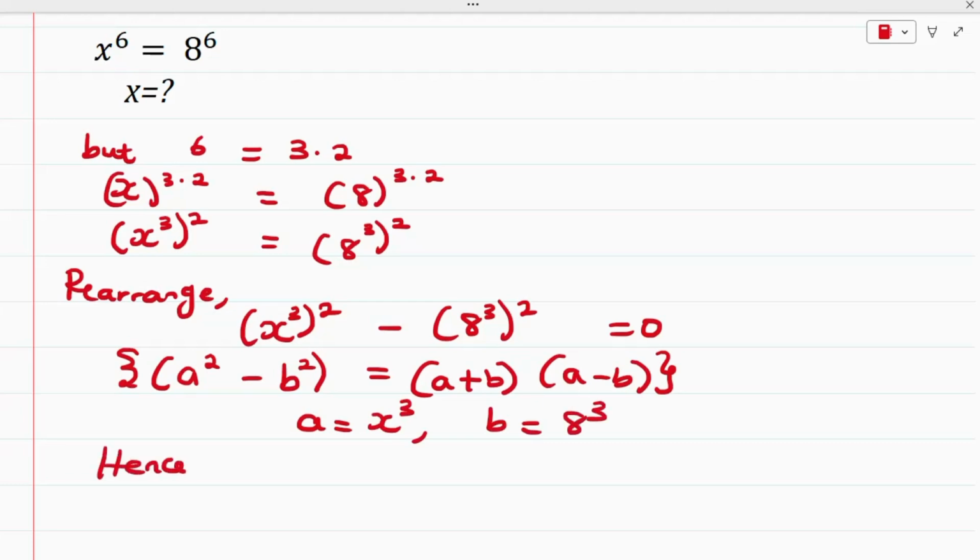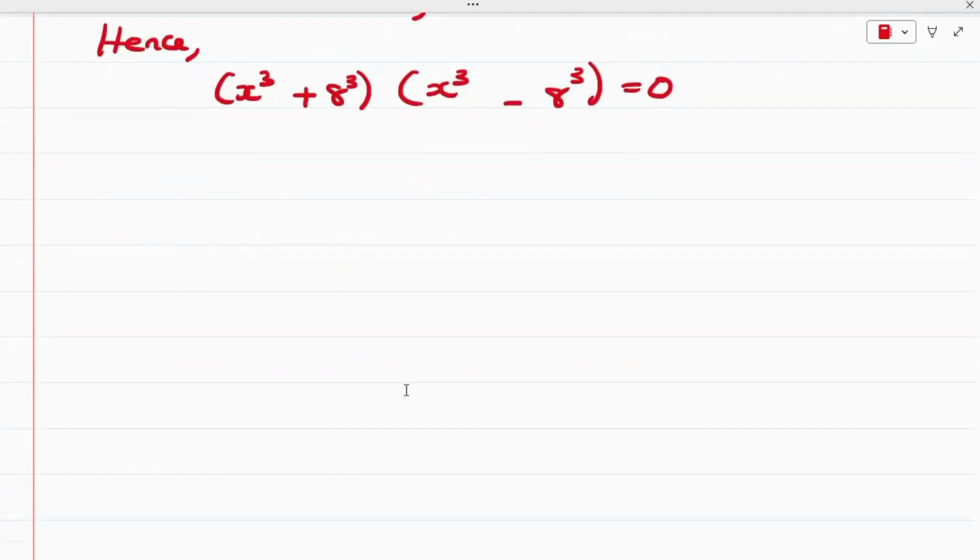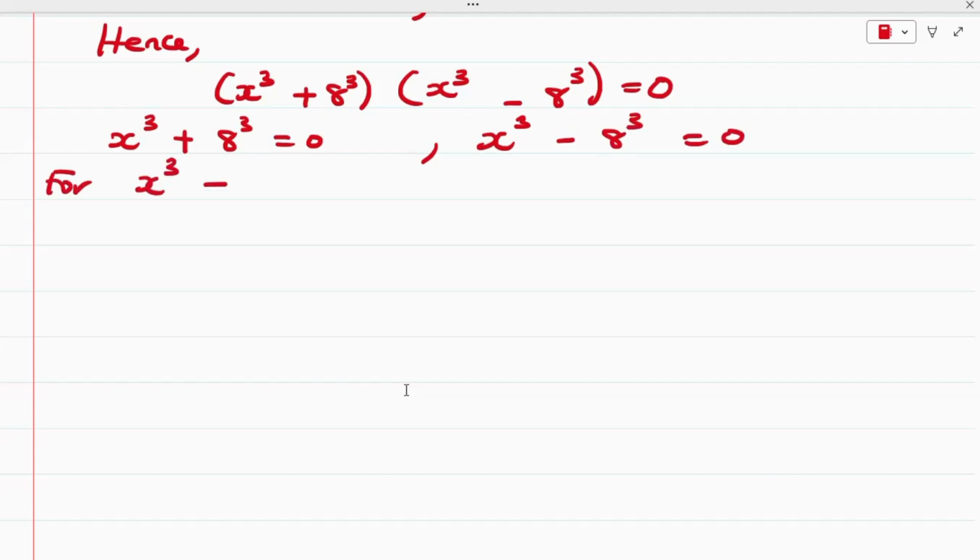So hence, applying this, we have x raised to the power of 3 plus 8 raised to the power of 3 multiply x raised to the power of 3 minus 8 raised to the power of 3, and this is equal to what? 0. So here we have that x raised to the power of 3 plus 8 raised to the power of 3 is equal to 0, and we also have x raised to the power of 3 minus 8 raised to the power of 3 is equal to 0. So we want to simply solve for x raised to the power of 3 plus 8 raised to the power of 3 equals 0. Then we solve for the second one right here.